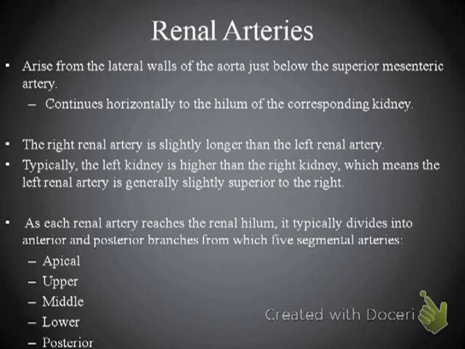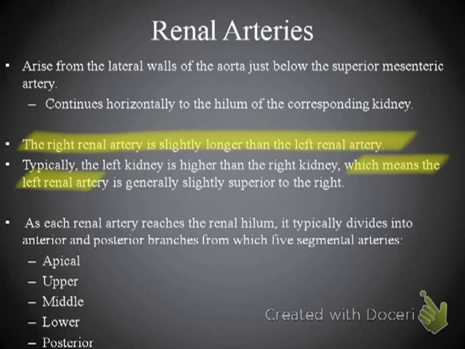The right renal artery is slightly longer than the left renal artery, so keep that in mind, that the right is slightly longer than the left. Typically, the left kidney is higher than the right kidney, which means the left renal artery is generally slightly superior to the right. So, as we saw before, the right kidney is slightly inferior to the left, and because of this, we know that the renal artery is going to track the same way as well.